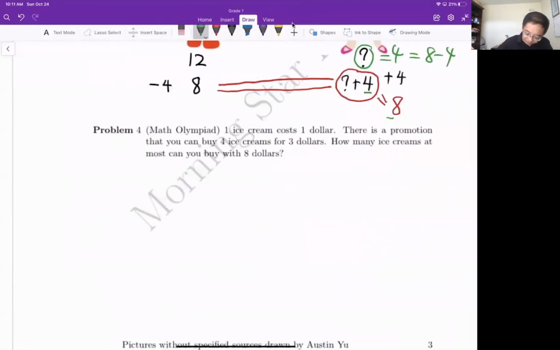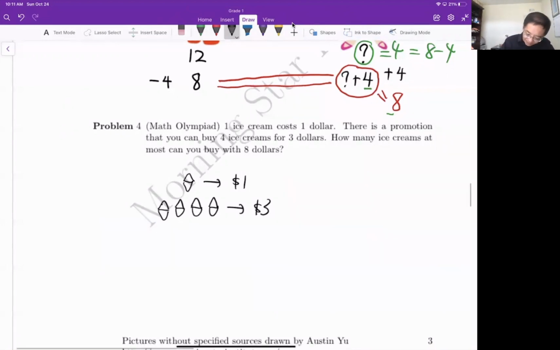Question number 4 says, if you have ice cream, 1 ice cream costs $1. Well, there's a promotion. It says if you buy more, you spend less. So if it's 4, then you can use $3 to buy 4. This is a promotion, right? Without a promotion, we know if 1 ice cream is $1, then 4 ice cream needs $4, right? But this promotion says you don't need $4. You just need $3 to buy 4.